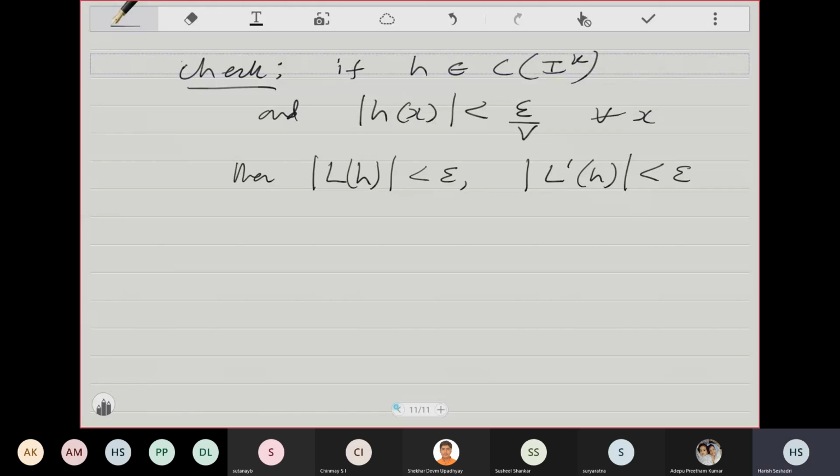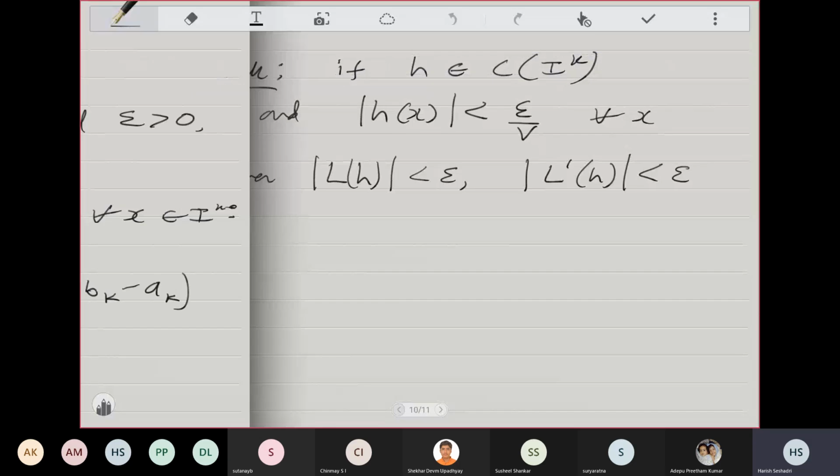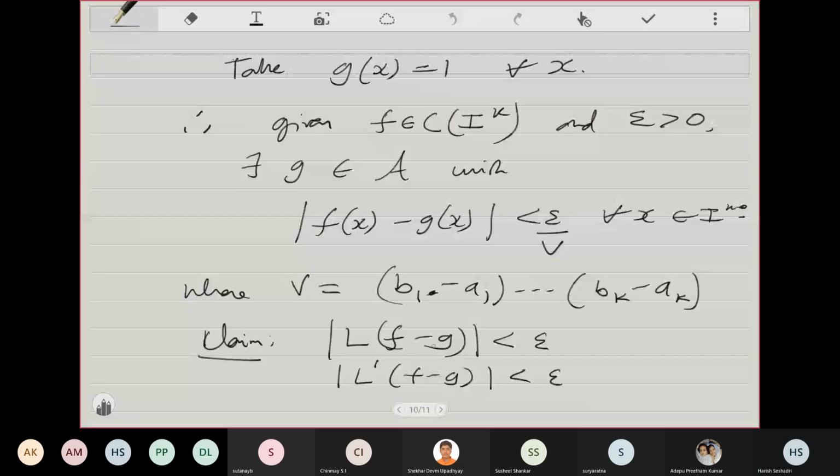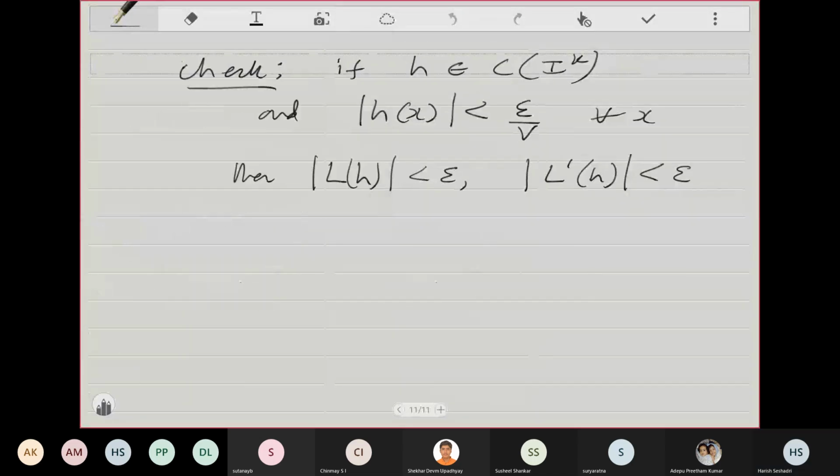So obviously in our case, this h is just f minus g. We already know that for f minus g, this condition holds: modulus of f of x minus g of x is less than epsilon. So that's what this h is, and that's a hypothesis here. And the conclusion is that if this happens, then the integrals are both small.